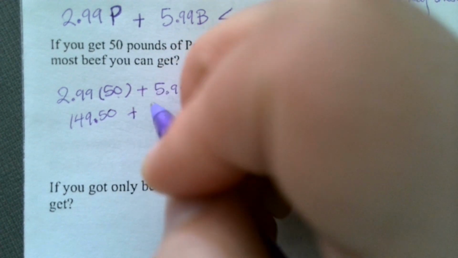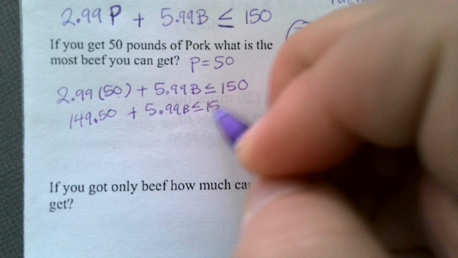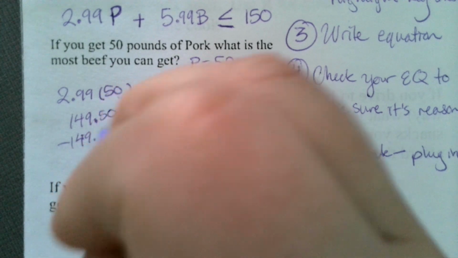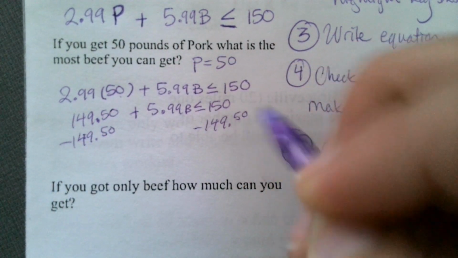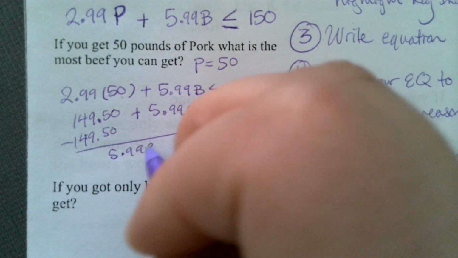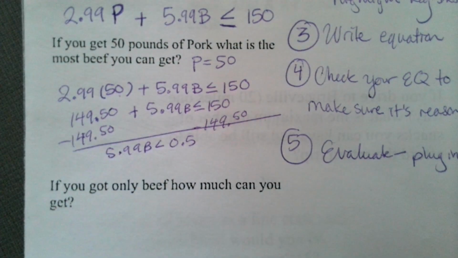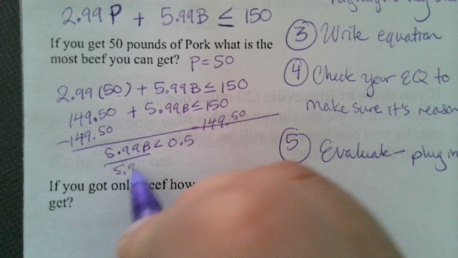Okay, so you're spending $149.50 on the pork. How much do you have left to spend on the beef? None. Not really anything, right? You got 50 cents. If you did that, I don't think you'd be in charge of the meat for the next barbecue. So we're going to figure out how much beef you could actually get. We just divide by the $5.99.